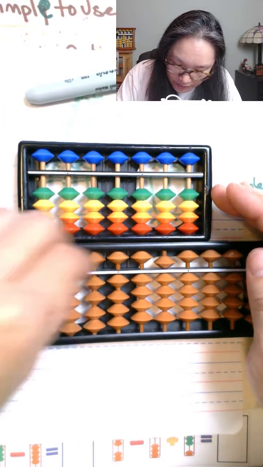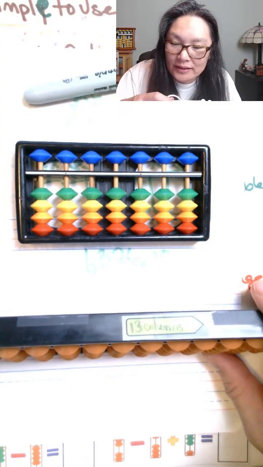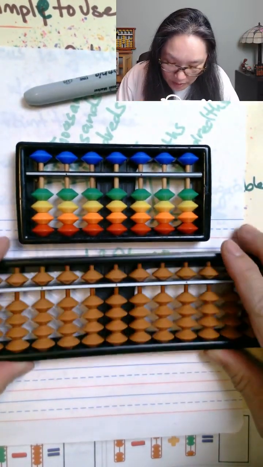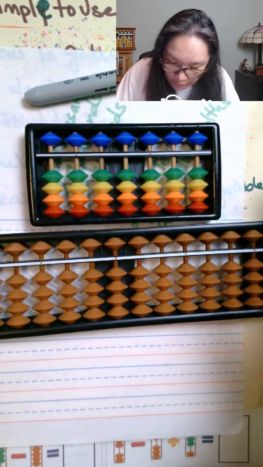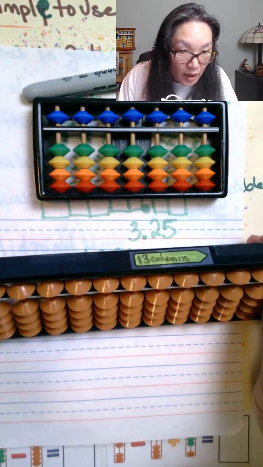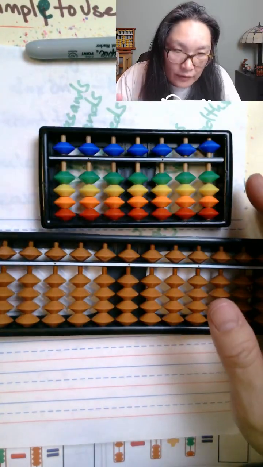Size matters because this is 13 columns. Why? Because it depends on how big your numbers get. If your numbers get really big, then I would suggest using this one, 13 columns. If not, then I would get the small one. But that's obviously with smaller numbers.